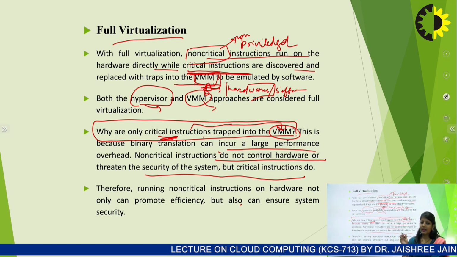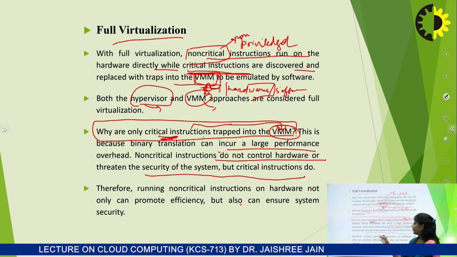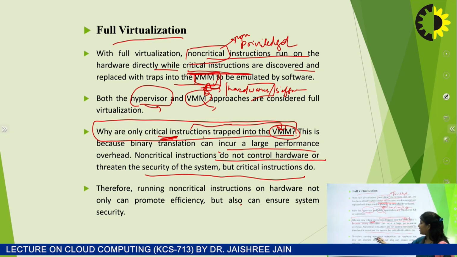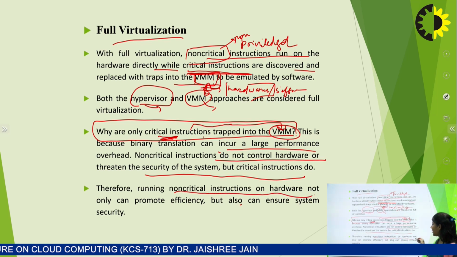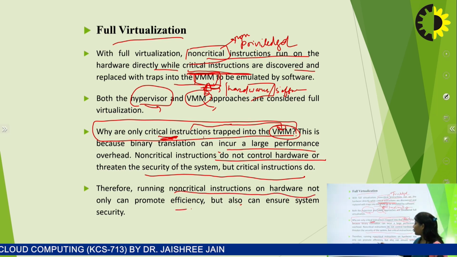Fine. So we can say in case of full virtualization, all non-critical instructions can run in guest mode directly without generating any trap. Therefore, running non-critical instructions on hardware can not only promote efficiency, but also ensure system security, because it is running in an isolated manner. So we can say security is preserved.